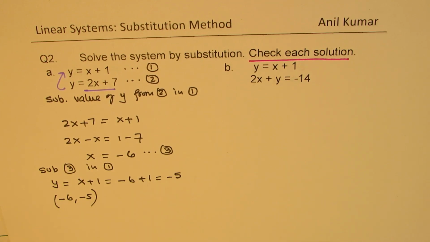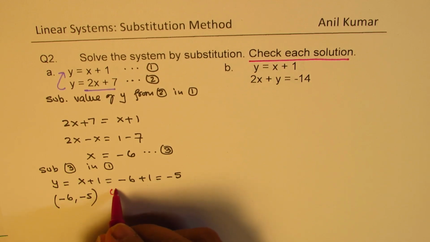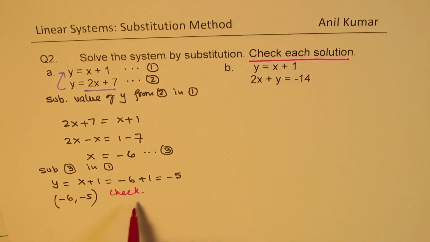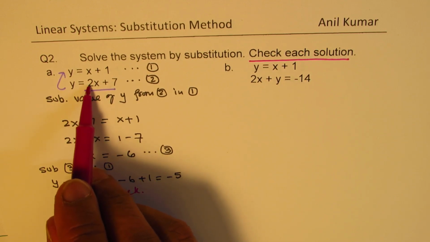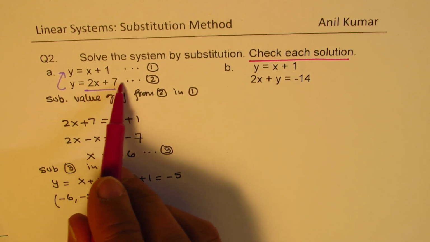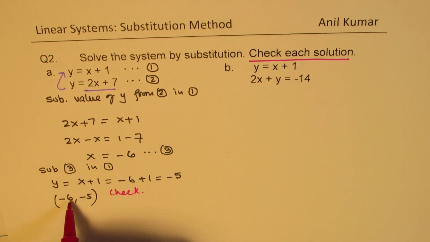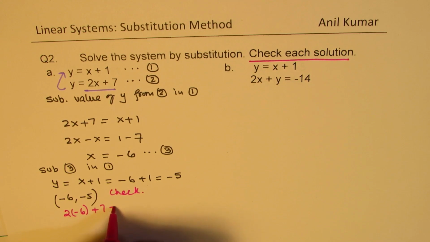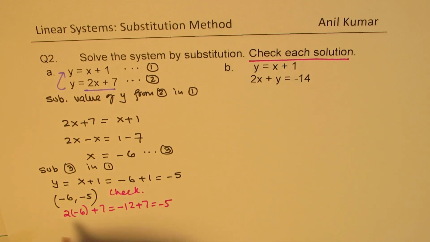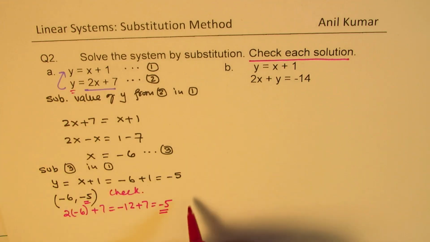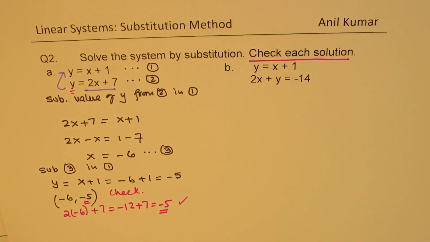Now, let us see how to check the solution. To check, we have to substitute this point in our equation. So let's put in 2x plus 7, using the second equation. So x is minus 6. So if I do 2 times minus 6 plus 7, what do I get? 2 times minus 6 is minus 12. Minus 12 plus 7 is indeed minus 5. So that matches with the y value, correct? So it is perfectly fine, right?